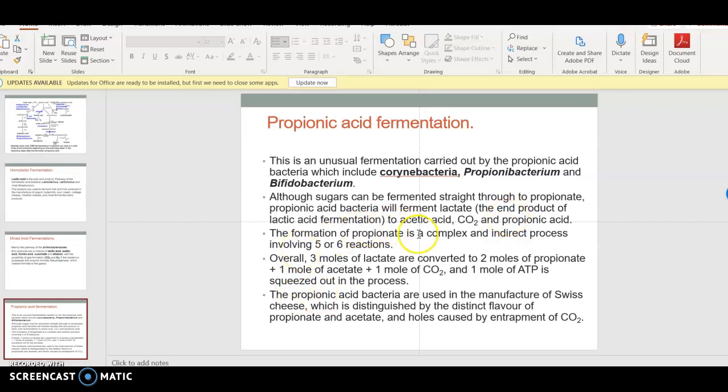The formation of propionic acid is a complex and indirect process involving 5 or 6 reactions after the formation of pyruvate. Overall, 3 moles of lactate are converted to 2 moles of propionic acid plus 1 mole of acetate plus 1 mole of CO2, and 1 mole of ATP is squeezed out in the process. The propionic acid bacteria are used in the manufacturing of Swiss cheese, which is distinguished by the distinct flavor of propionic acid and acetate, and holes caused by the entrapment of the CO2, because it also produces CO2 as well.